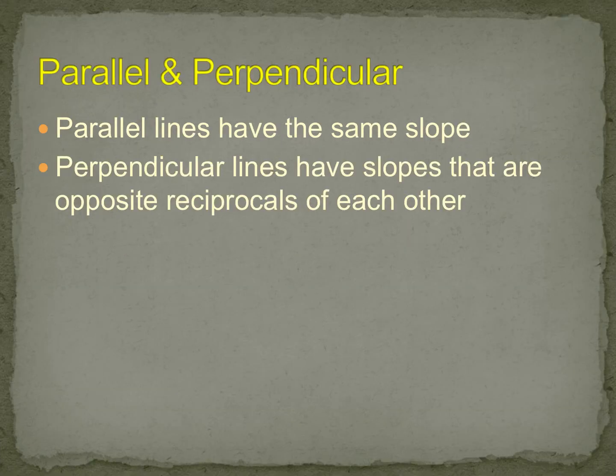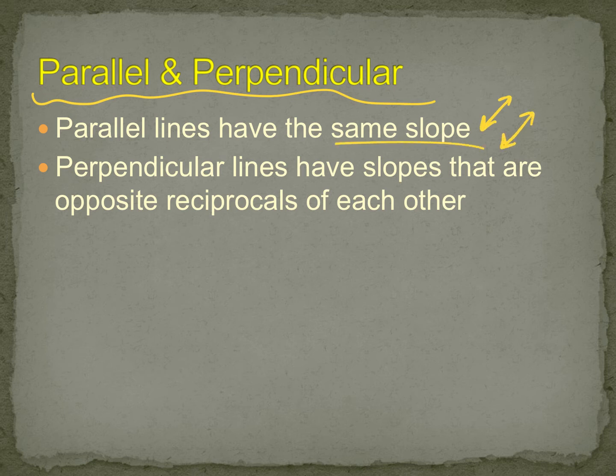All right, last thing we're going to talk about, we're going to apply it in a couple different ways, but this is the last topic we're going to talk about: parallel and perpendicular lines. So parallel lines are lines that have the same slope. So these are parallel lines that are never going to intersect, okay? And they have the same slope. They have the same rise and the same run.